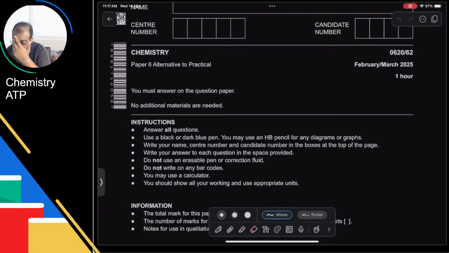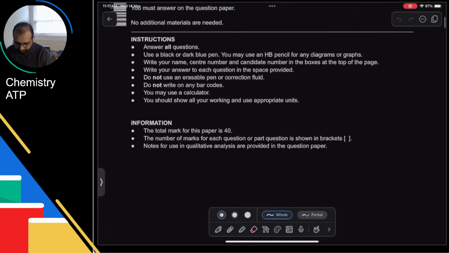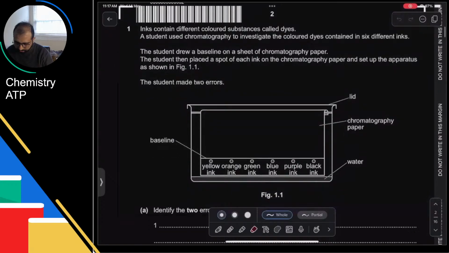Alright, so let's get started. As you know, this is the new format. We have 1 hour, 60 minutes, and 60 marks. And they have changed a lot of things here. So let's get started with this question.